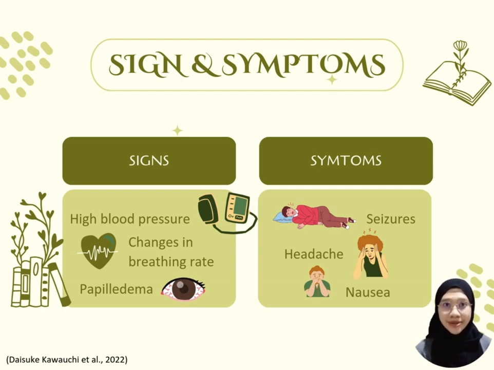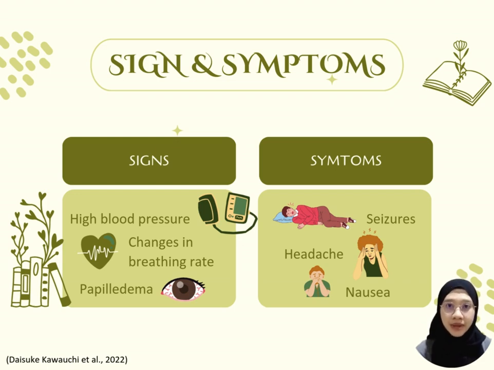Next are signs and symptoms. The first sign is high blood pressure. It occurs when the body raises the blood pressure to push blood through the compressed vessel to ensure oxygen is delivered to the brain. It can also lead to changes in the breathing rate. Due to brainstem compression, breathing can become irregular, leading to temporary apnea.